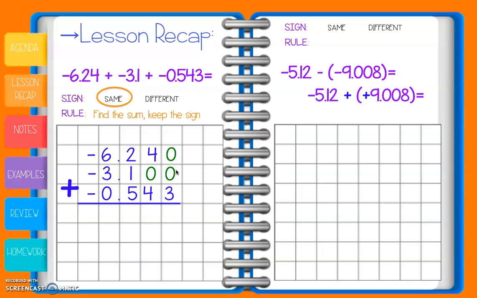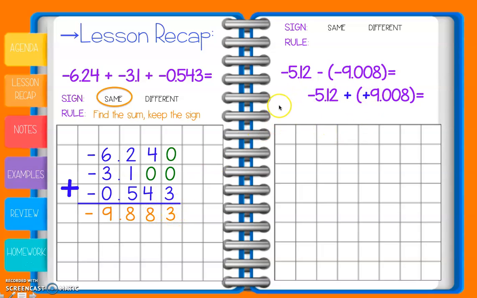3 plus 0 plus 0 is a 3. 4 plus 0 plus 4 is an 8. 2 plus 1 plus 5 gives us an 8. When we're adding decimals, we just bring that decimal point and drop it straight down. And then we have 6 plus 3 plus 0 gives us a 9. Now, find the sum. We did that, and we're going to keep the sign, so our answer is a negative. So our final answer is negative 9.883.